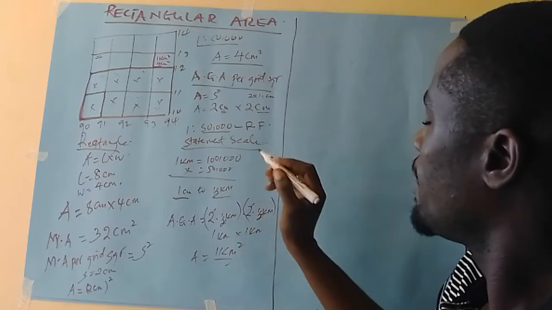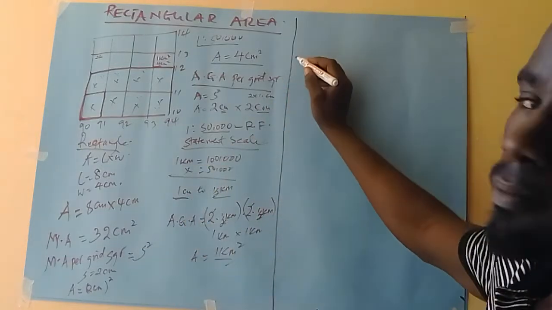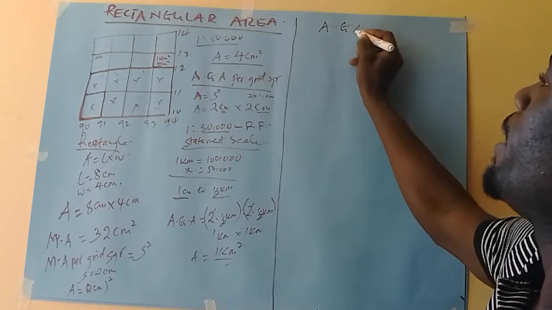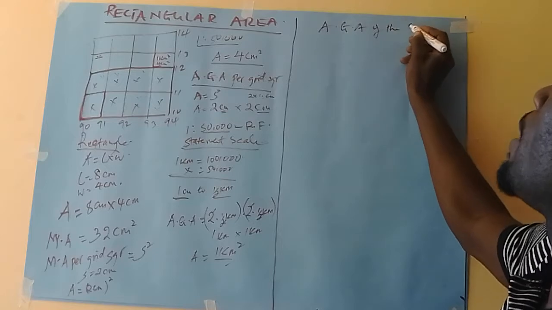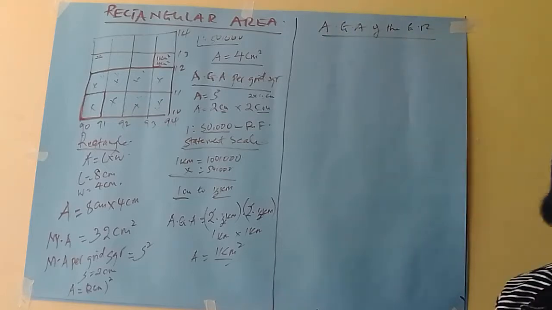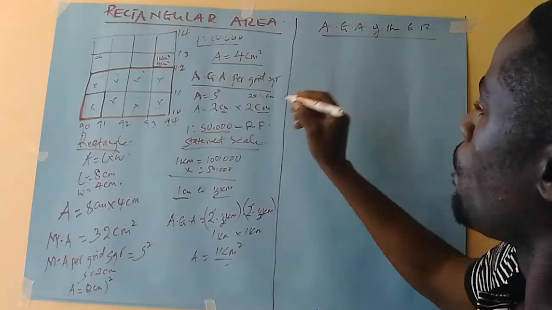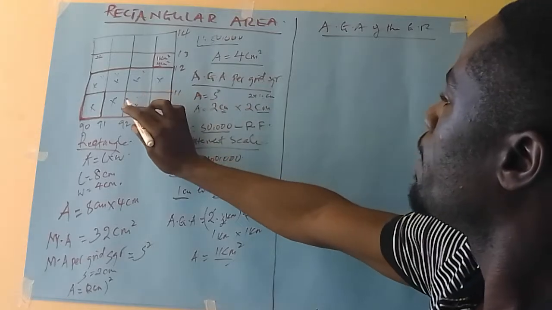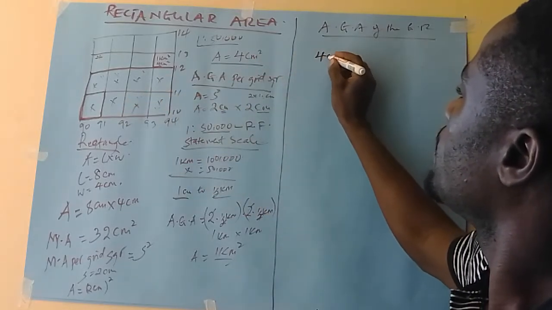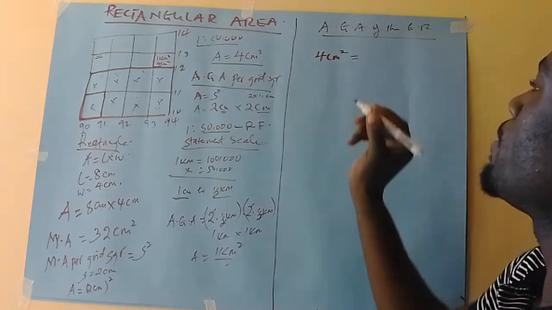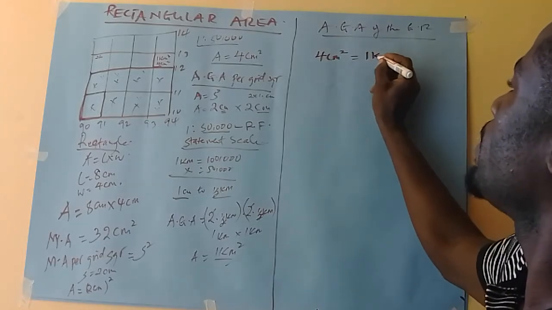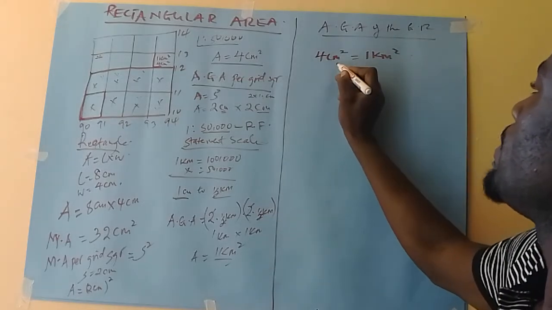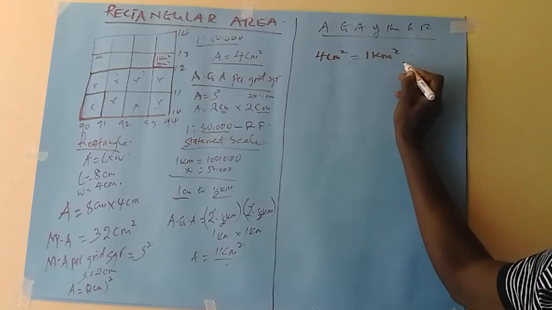So after knowing this, now we are going to the actual ground area of the game reserve. That is where we are heading. We know that the map area here is 4 centimeters squared, and this represents actual ground area 1 kilometer squared. That one we have seen. Wherever I see 4 centimeters squared on the map, it is 1 kilometer squared.